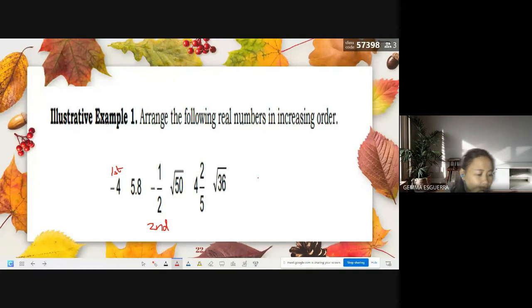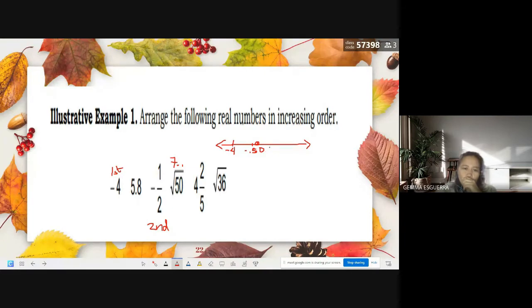Another, meron pa ba? Kung titingnan natin sa number line, yung papunta dito, yun yung positive. So, saan ba natin makikita si -4? Di ba ito si -4? Saan ba si -1/2? -1/2 is considered as -0.5, diba? So, mas malapit po siya sa 0. So, dapat, ang susunod po natin, first, second, and then, ano po ang susunod? Ang square root of 50, if I'm not mistaken, is 7 point something yan. 7.1 yata or 7.2.